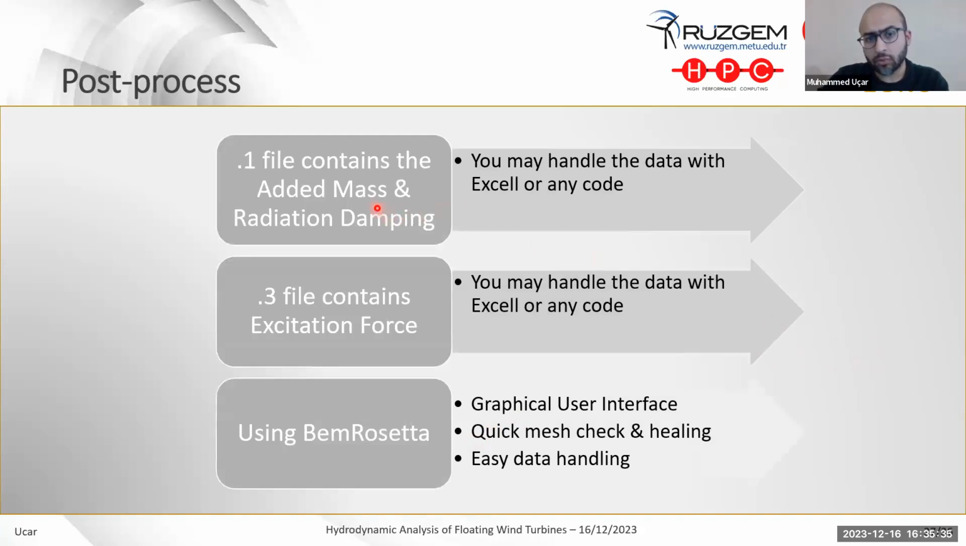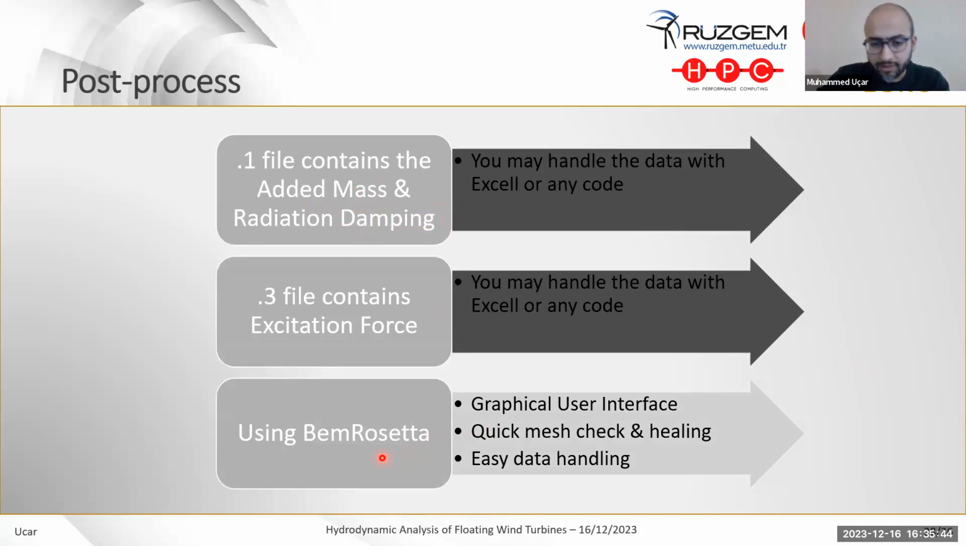Okay. So for this added mass and radiation damping, you may handle it with Excel or any code, or you may use BEM Rosetta for quick checks, especially for the initial phases. You can compare your coarse meshes, fine meshes, finer meshes with that. It has a simple graphical user interface, it's useful, and you have options to quickly check the mesh and heal it, and you can handle the data easily with some statistics tools in it.